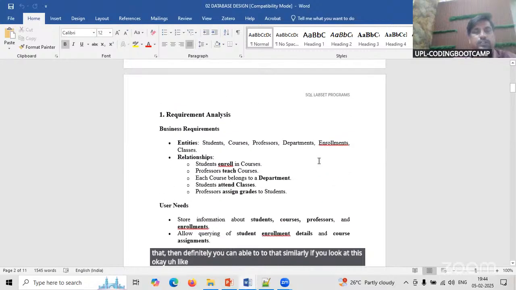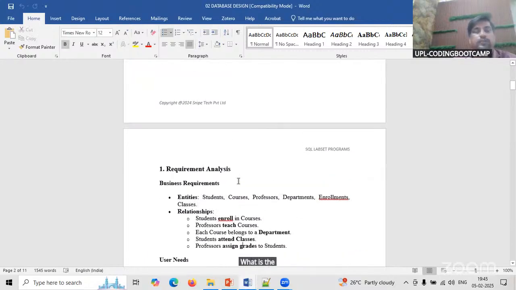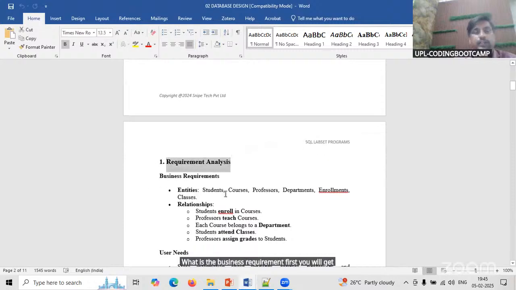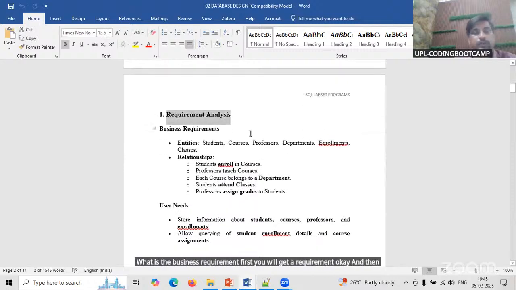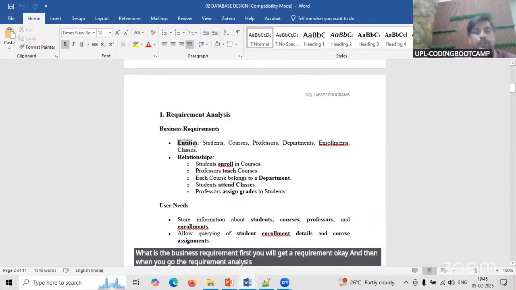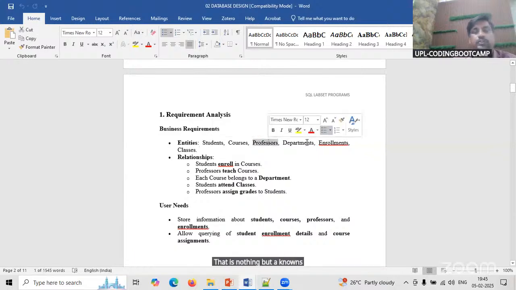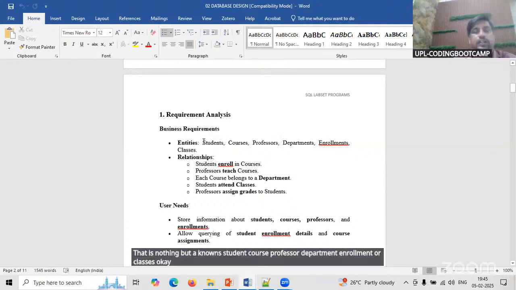Similarly, if you look at this, this is one business requirement. What is the business requirement? First, you will get a requirement, and then in the requirement analysis, you will have to separate out what the entities are in the requirement. That is nothing but the nouns: student, course, professor, department, enrollment, or classes. These are all the entities.